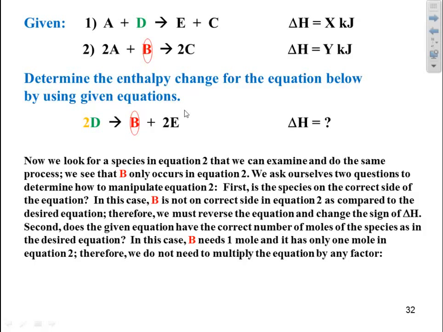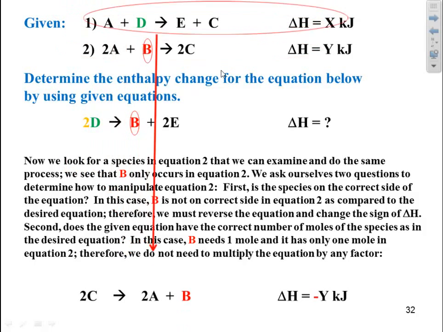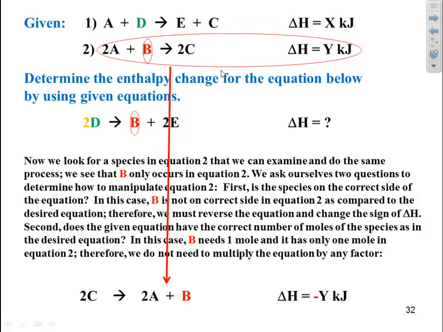The second question is, is it the correct number of moles? Well, I need 1 mole, and it is 1 mole, so I'm not going to multiply it by any factor. I will use it just like it is after I flip it. So that gets me 2C gives me 2A plus B. Delta H now is a negative y.